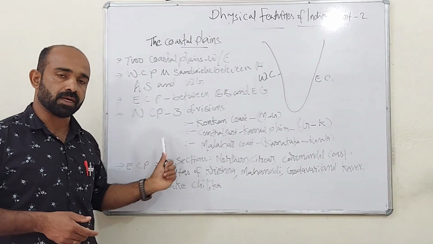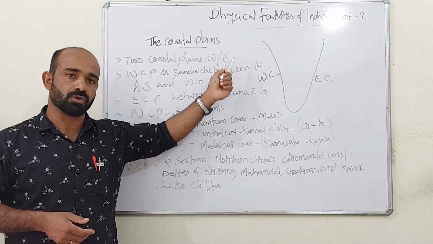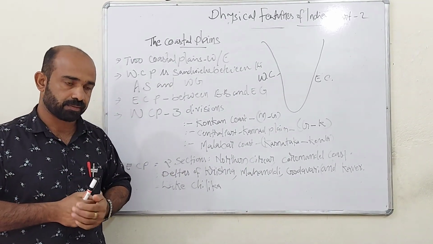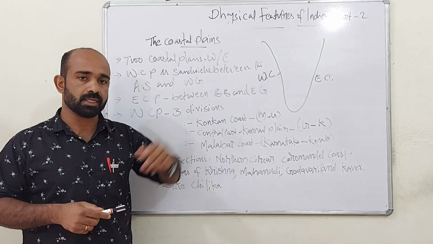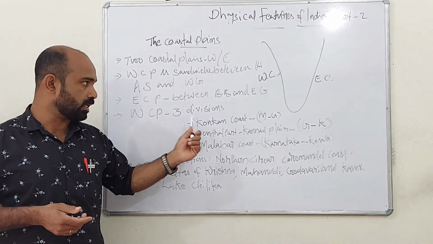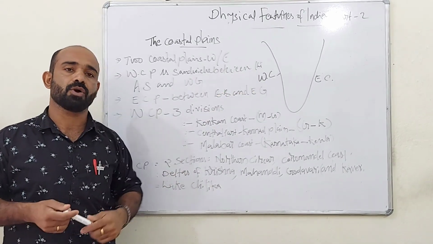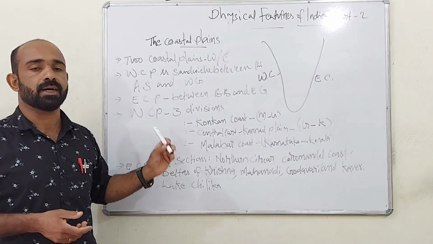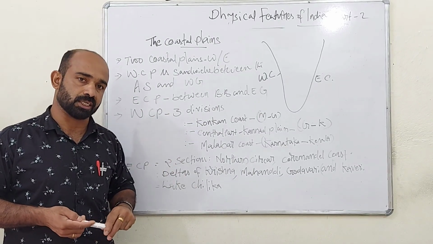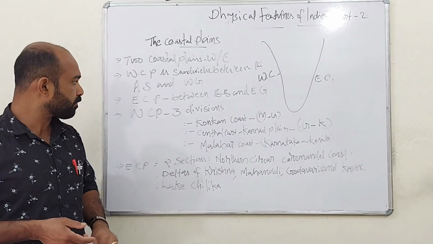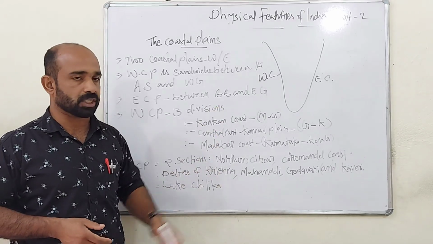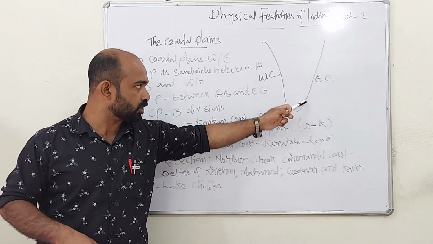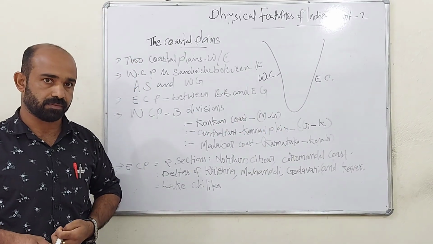So Western Coastal Plain has three divisions. The northern portion is known as Konkan Coast, located in the states of Maharashtra and Goa. The middle region is known as Kannada Plain, located in the states of Goa and Karnataka. And the southern portion is known as Malabar Coast, located in the states of Kerala and Karnataka. And Eastern Coastal Plain has two sections. The northern portion is known as Northern Sircar and the southern portion is known as Coromandel Coast.